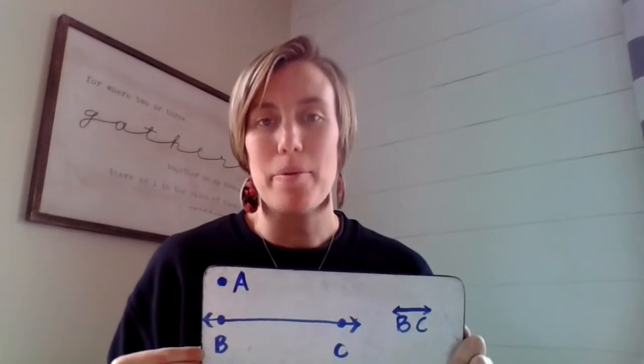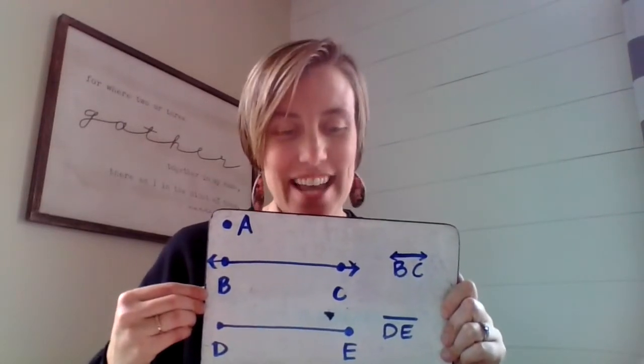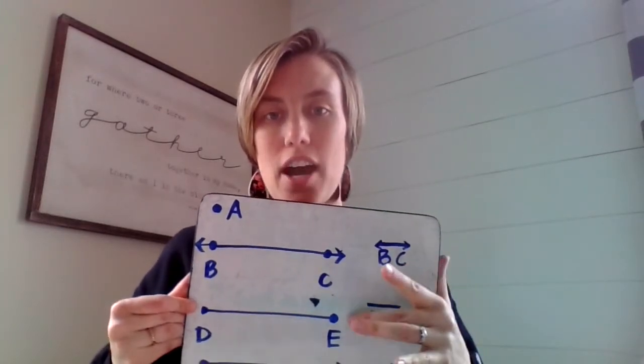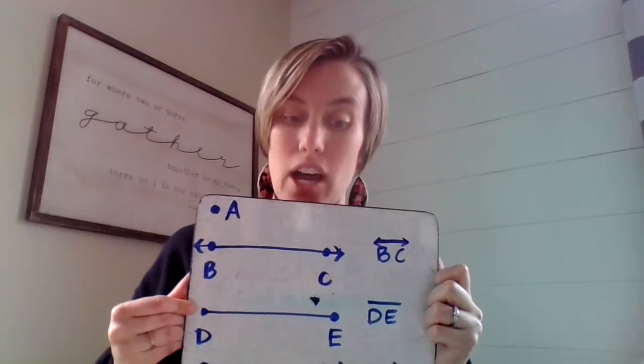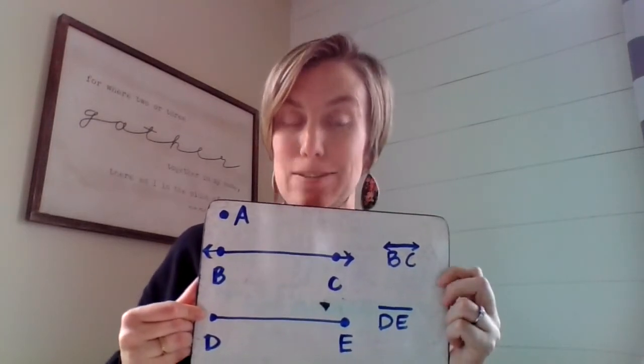The next new vocabulary word is called line segment. A line segment is part of a line. Think about what the word segment means. A line segment is part of a line between two endpoints. So here's your one endpoint. Here's your other endpoint. Therefore, you have line segment DE or line segment ED.